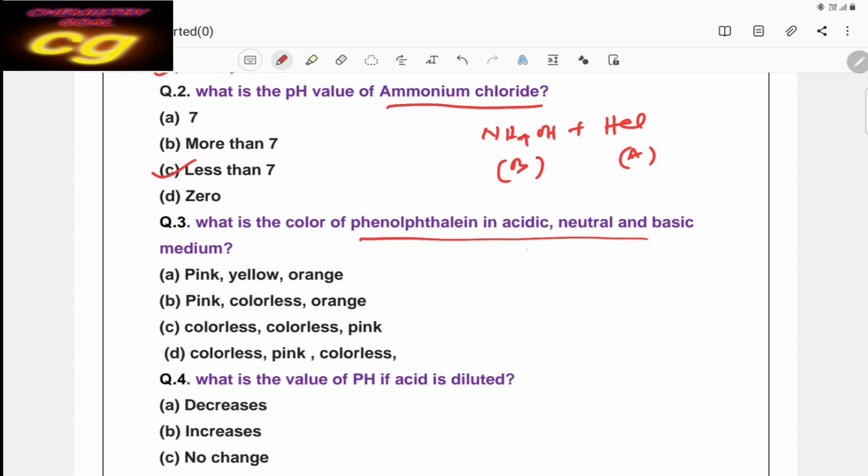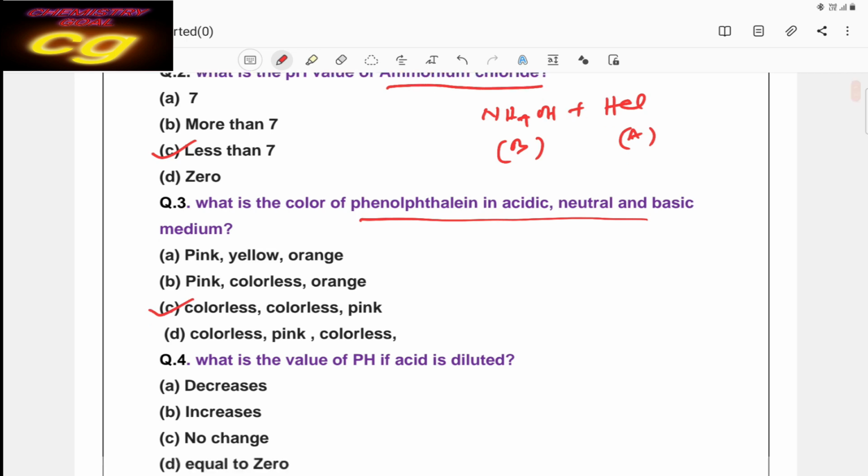Question 3: what is the color of phenolphthalein in acidic, neutral and basic medium? We know phenolphthalein is colorless in acidic medium, colorless in neutral medium, and pink in basic medium. So the answer will be C: colorless, colorless and pink. This is a very important characteristic of the phenolphthalein indicator.